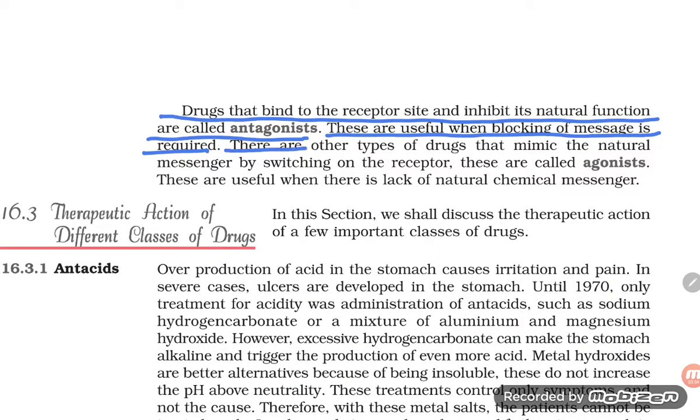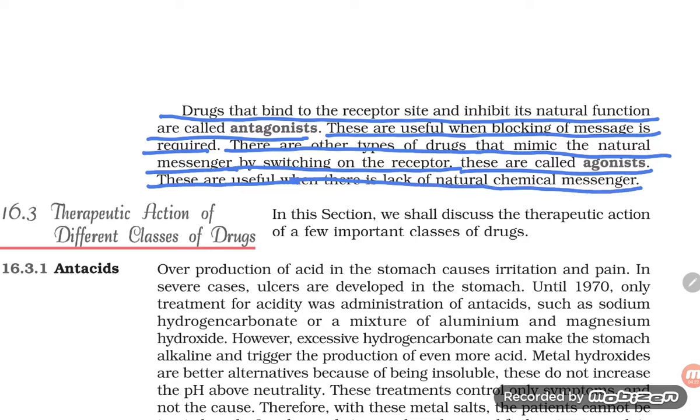There are other types of drugs that mimic the natural messengers by switching on the receptors. These are called agonists. These are useful when there is a lack of natural chemical messengers.